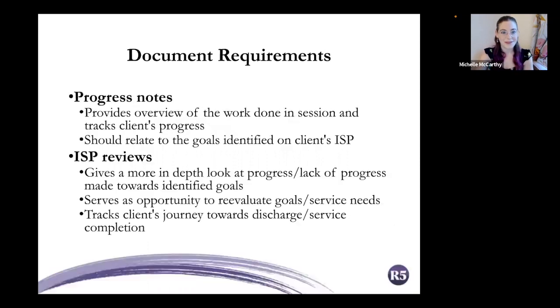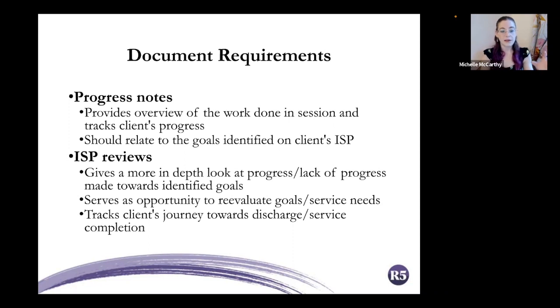So if you're like, what is she talking about? We'll learn. Progress notes. Progress notes are done session by session. Every time you see a client, you should be writing a note for that contact. The progress note is going to provide an overview of what you're doing each time you're meeting with the client. And ultimately, progress notes as you go on should be tracking the client's progress towards their treatment goals.